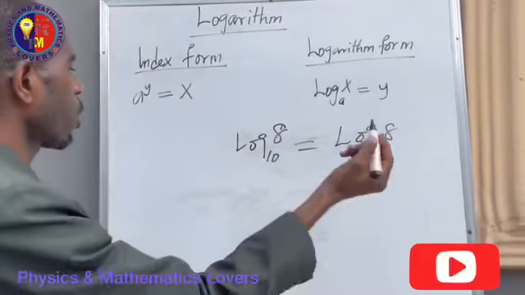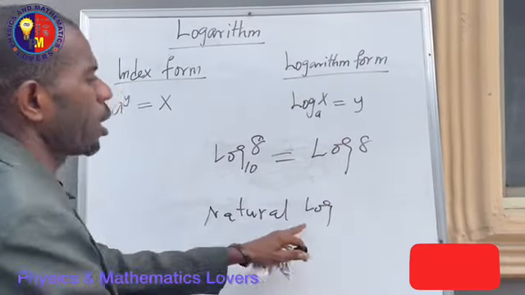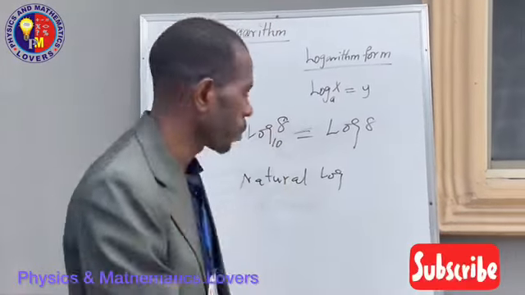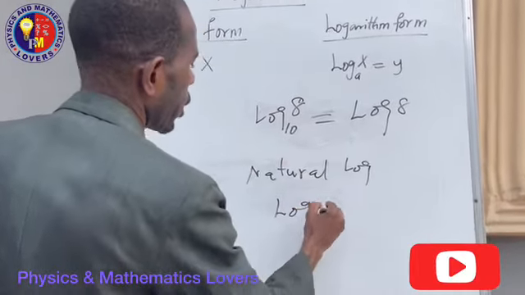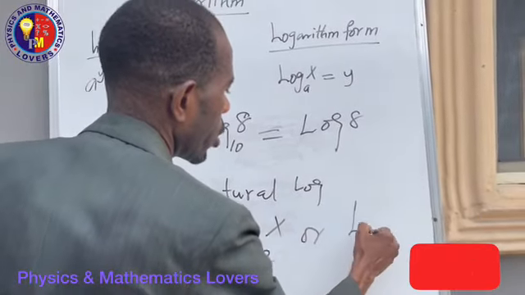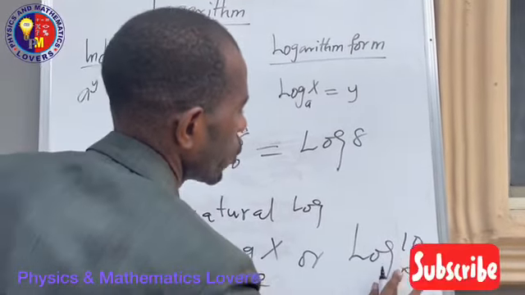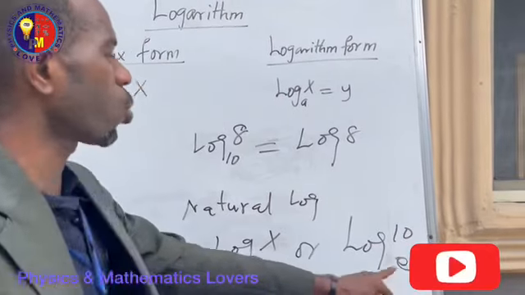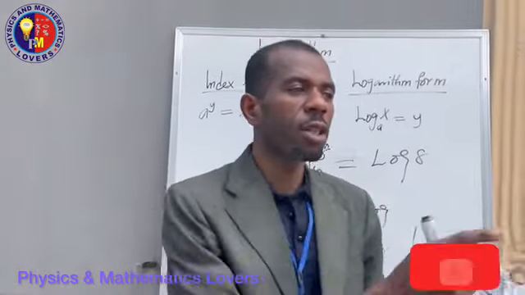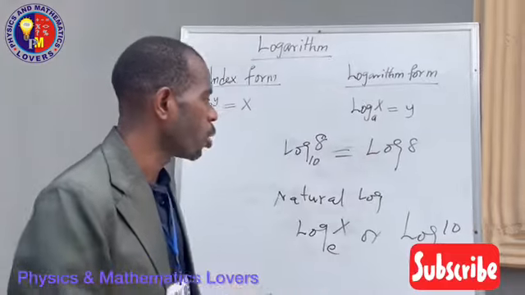The second logarithm is called the natural logarithm, or natural log. Natural logs are those logarithms expressed in base e. For example, if I have log x to base e, or let me say log 10 to base e, so we have log 10 to base e. This can be obtained from tables. That is why in a four-figure table, you see natural logarithm, and we also see common logarithm. So this is how far we can go for the introduction.